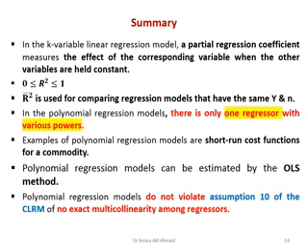These polynomial regression models can be estimated using the ordinary least squares, since they are linear in parameters. Moreover, they don't violate the assumption number 10 of the classical linear regression model. In other words, there are no exact linear relationships among the explanatory variables.